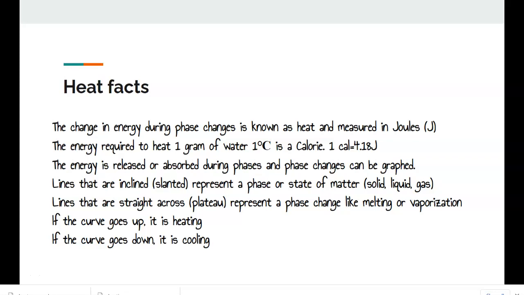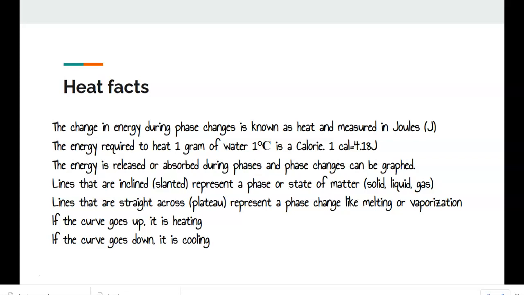So a couple facts before we get started. Heat facts, because everything's about to get hot and spicy up in here. The change in energy during phase changes is known as heat, and it's measured in joules. Not like the jewel you put on like a ring, like diamonds or sapphires, but joules, also known as J. The energy required to heat 1 gram of water 1 degree Celsius is a calorie. And 1 calorie equals 4.18 joules.